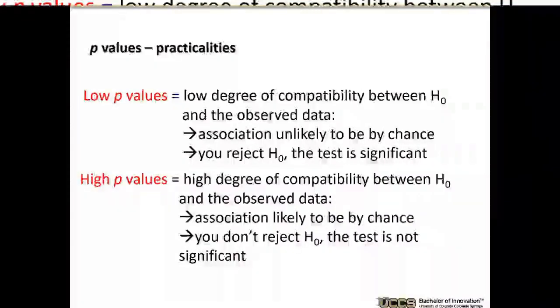Okay? Conversely, if I have a lot of data, hundreds of samples, and my p-value is not small, then don't worry, you're not going to get there.